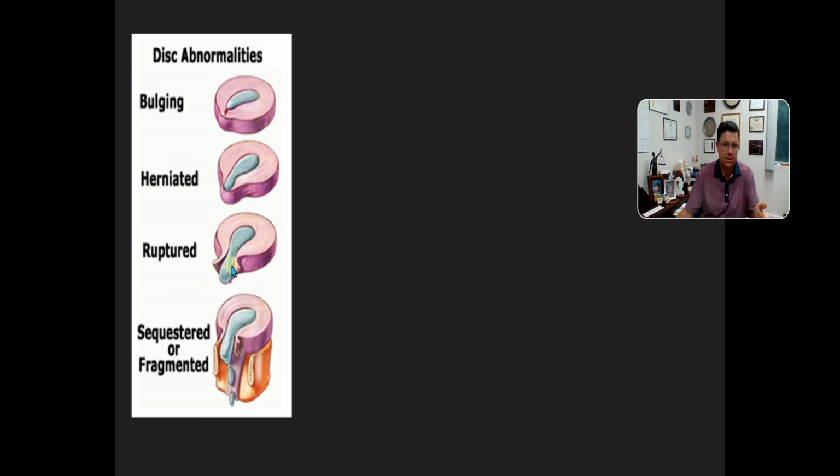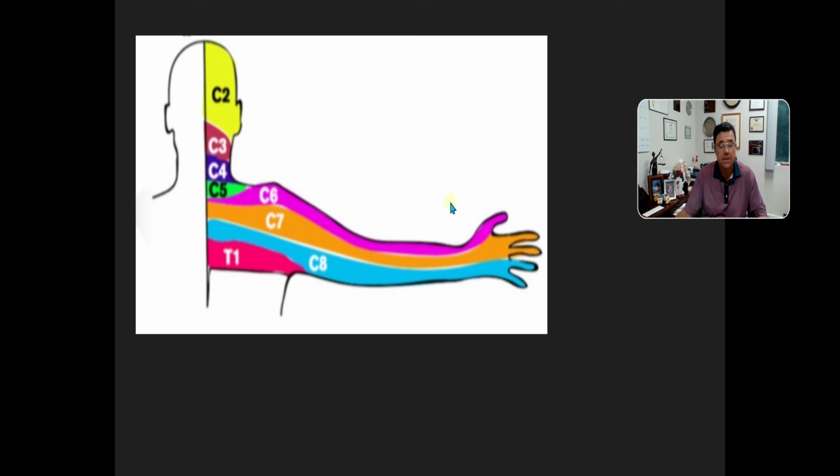It means that it's almost like a canal, right? It's almost like a river, and everything's flowing out. And sequestered or fragmented means that now pieces of that nucleus pulposus are being sequestered and fragmented and leaking down. So yeah, this is interesting. This actually shows you the different parts of the body that are affected, what corresponds to what.